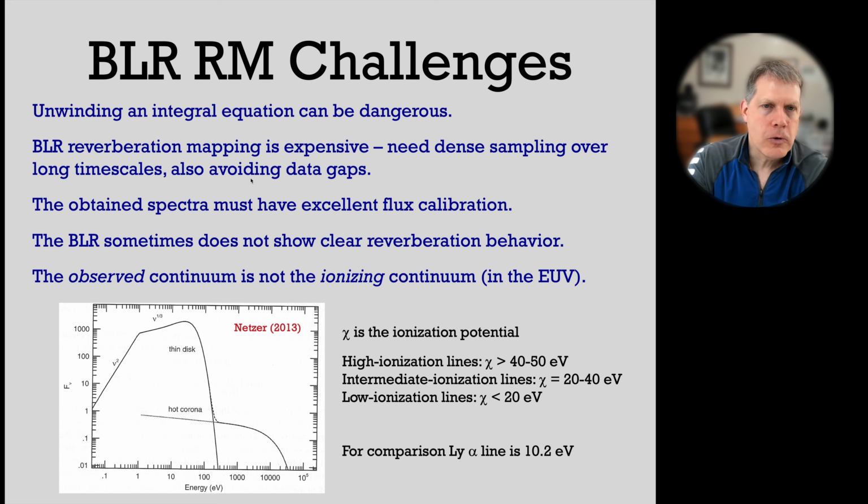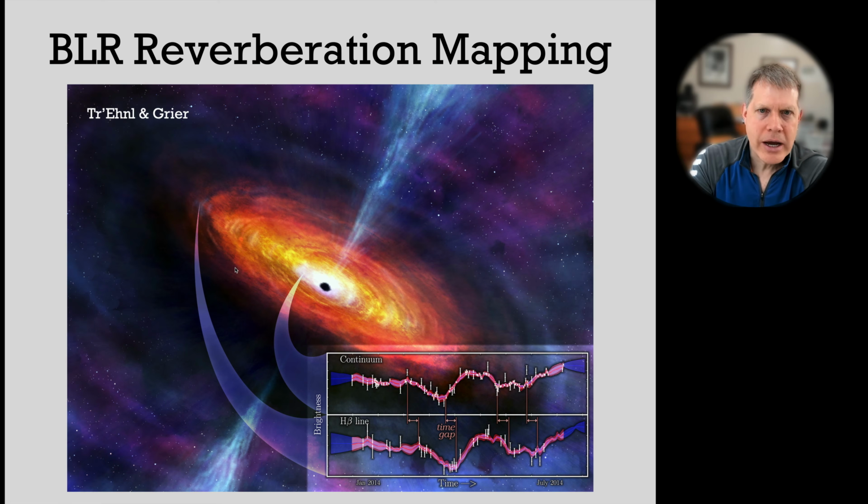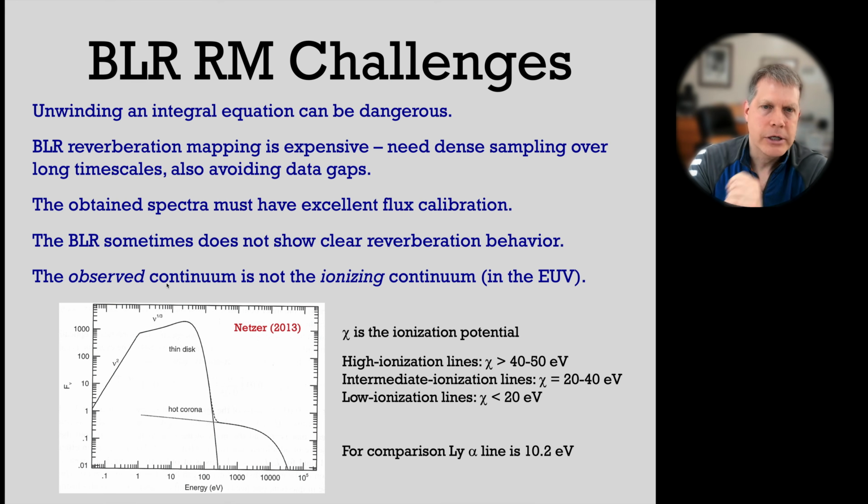And you need to try to do that avoiding or minimizing to the greatest extent data gaps. And so you often want to perform these programs at multiple sites, so weather doesn't impose bad data gaps, which can be very destructive when trying to unwind that integral equation. Furthermore, the spectra must have excellent flux calibration, because what you're doing here is you have to have the absolute flux of the line and the absolute flux of the ionizing continuum, okay? So you want to have good flux calibration to be able to do this as reliably as possible.